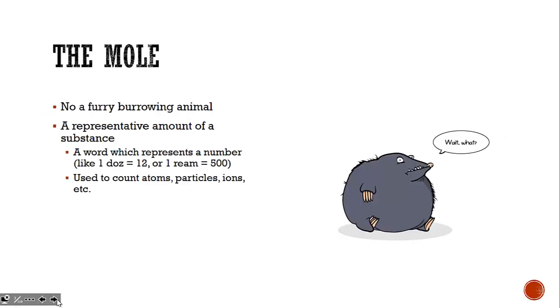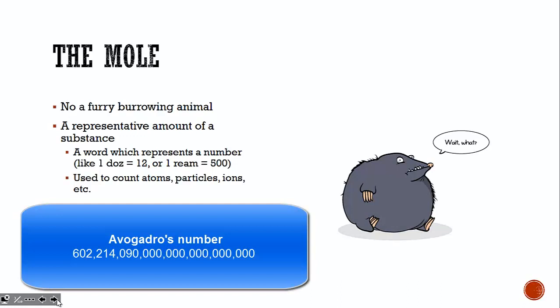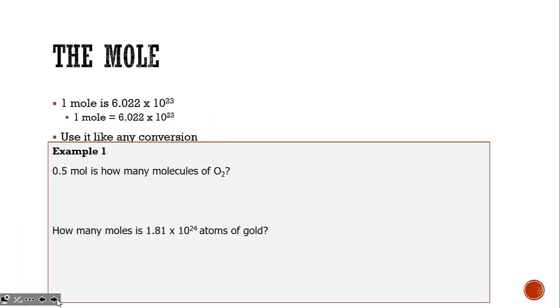A mole is a word that represents a number, like a dozen represents 12 and a pair represents 2. A mole represents 6 sextillion. It's used to count the number of particles or molecules in a substance. 1 mole is 6 sextillion, or 6 times 10 to the 23rd. And we can use that conversion as we would use any other conversion.